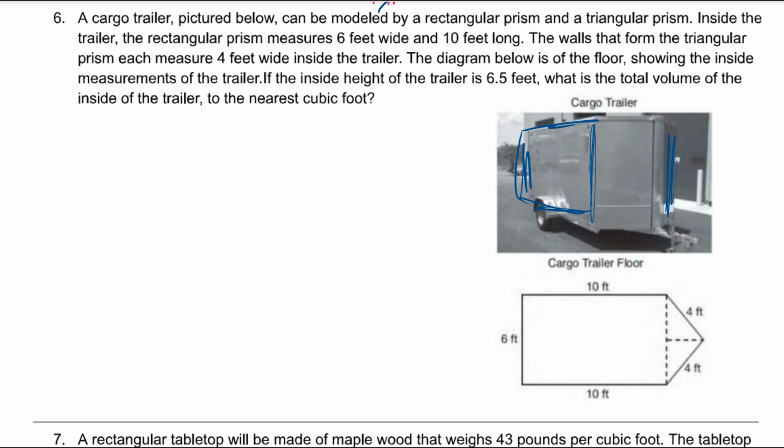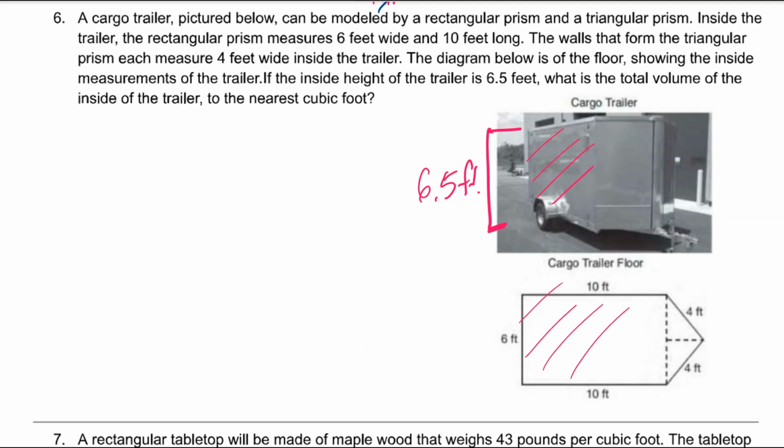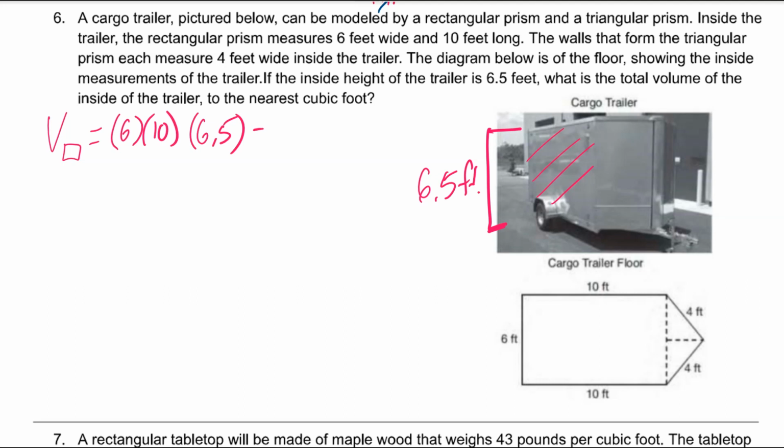If the inside height of the trailer is 6.5 feet, so the total height of this prism is 6.5 feet, then what is the total volume of the inside of the trailer to the nearest cubic foot? Well, we could break this up into two parts. We could find the rectangular prism using this floor plan, and then the triangular prism, and add them together. I'll start with the rectangular prism, because I have all the measurements there. The base is 6 by 10, and the height of the total prism is 6.5. And all of those are measured in feet, so I don't need to do any unit conversions. So the volume of the rectangular prism is 390 cubic feet.